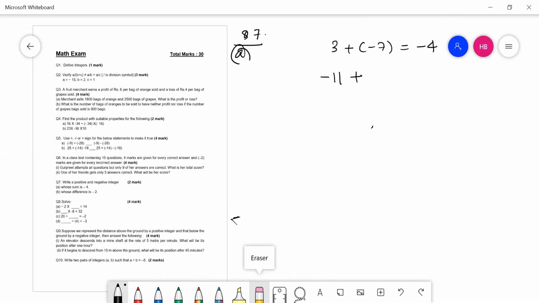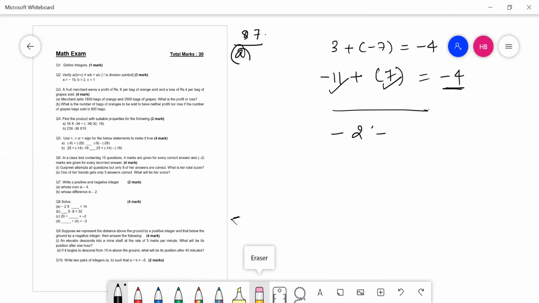So I will do -11 plus 7, that will also give me -4. Again, I'm taking one negative integer and one positive integer, and I'm getting -4 as an answer. Similarly, there can be many numbers where you add one positive and one negative number so that you get -4 as an answer.